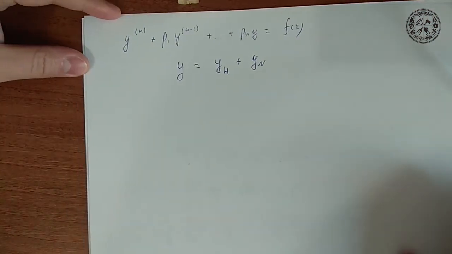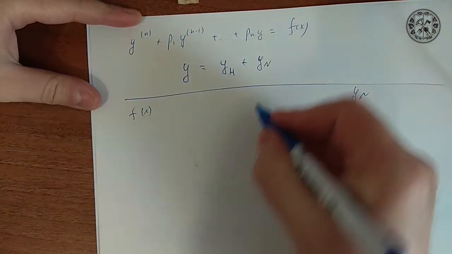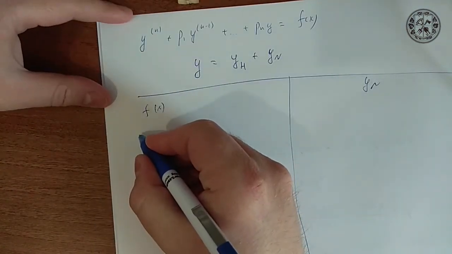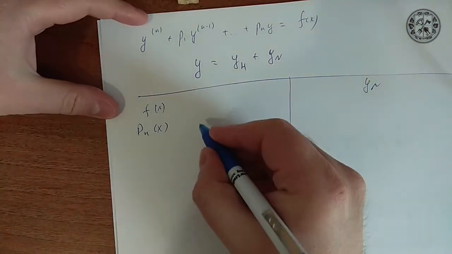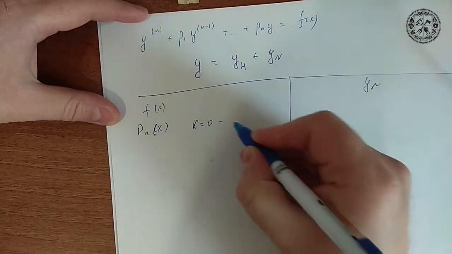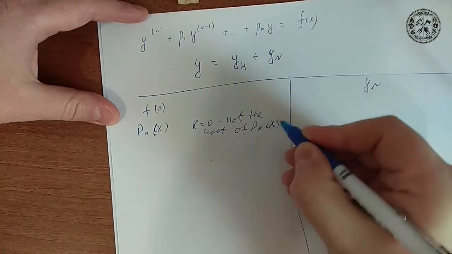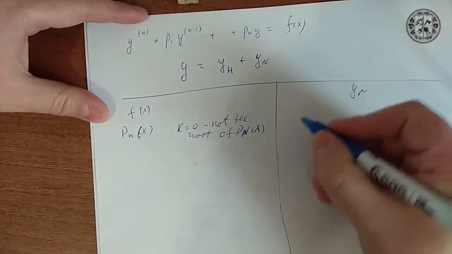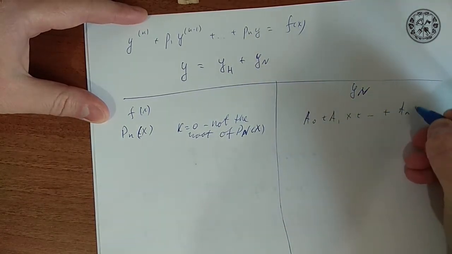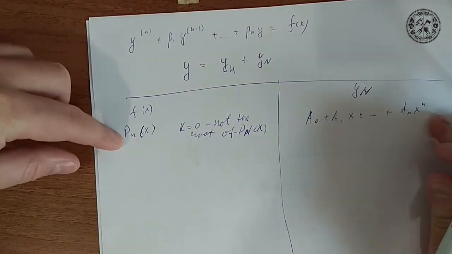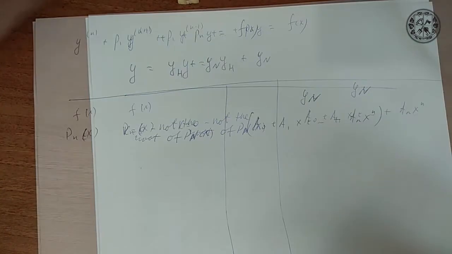So, right part and yn. If we have the right part in the form Pn(x), or some polynomial, and k = 0 is not a root of the characteristic equation, then this yn will be a0 + a1x + and so on + an x^n, and the same as here, and these constants a0, a1 and so on we will have to find further in the problem.